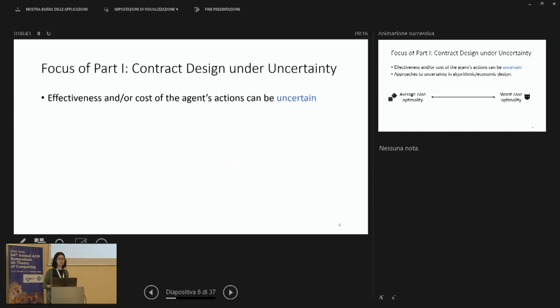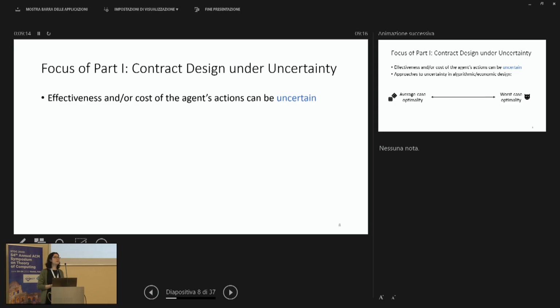Okay, so that was the introduction and the motivation. I'll now give you an overview of the results I hope to show you. We'll see how much time we have. I want to focus on contract design under uncertainty, because this is one of the areas where we think that an algorithmic approach can be very fruitful. So what do I mean by uncertainty? Well, you're contracting with an agent, and you may not know everything about the agent.